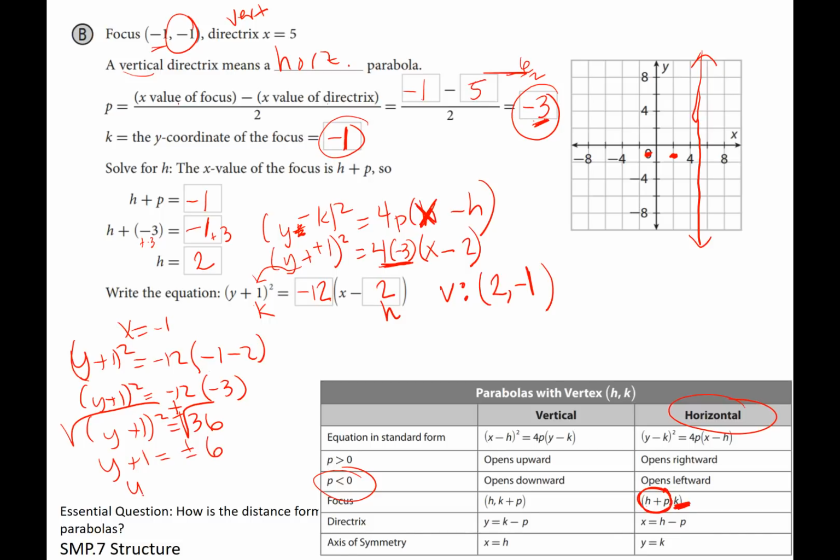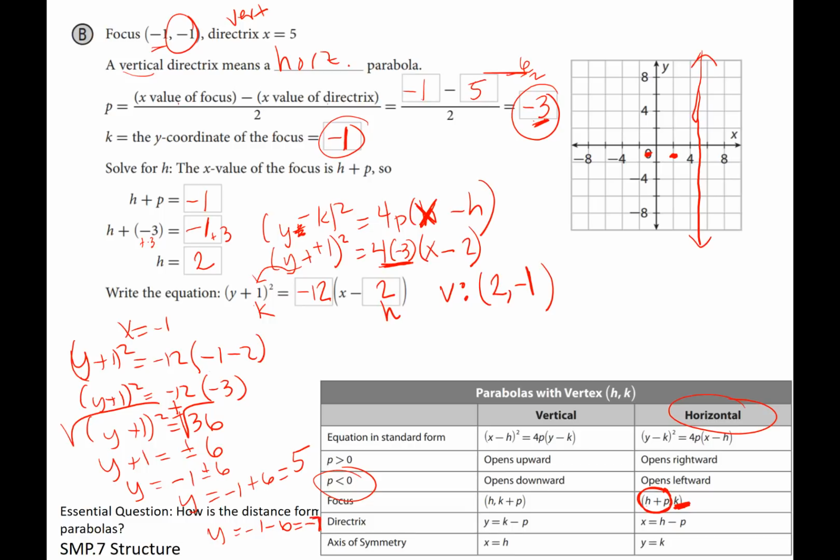And then we're going to move the 1 over, so we're going to subtract it. And then we can't leave it like that. We've got to split it up into two separate ones. So we got y equals -1 plus 6, and y equals -1 minus 6. -1 plus 6 is 5. -1 minus 6 is -7.